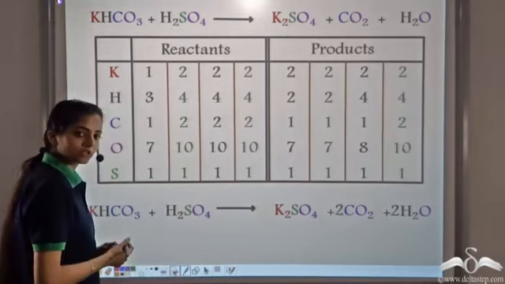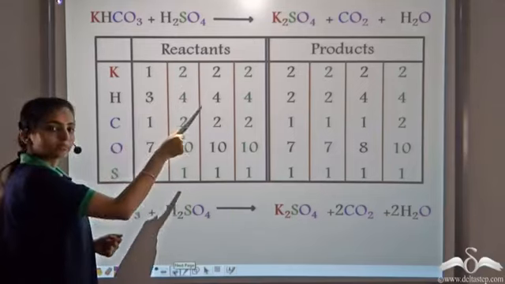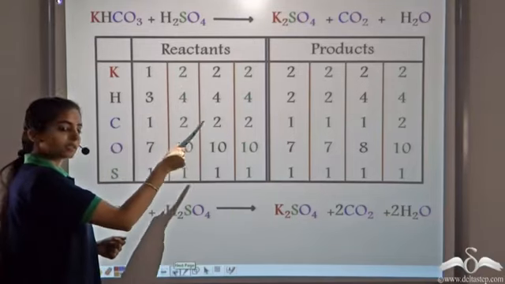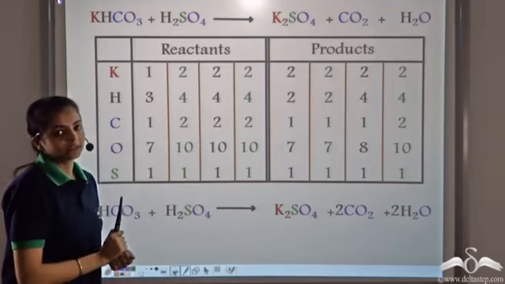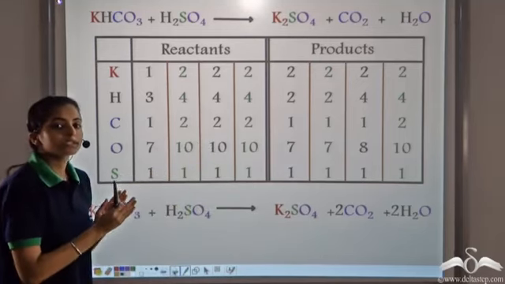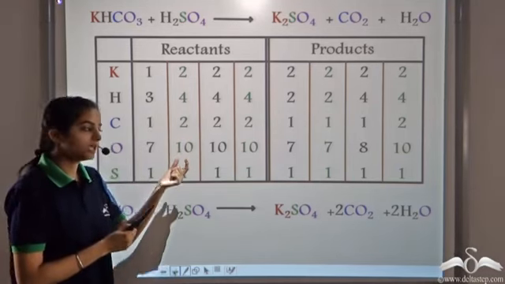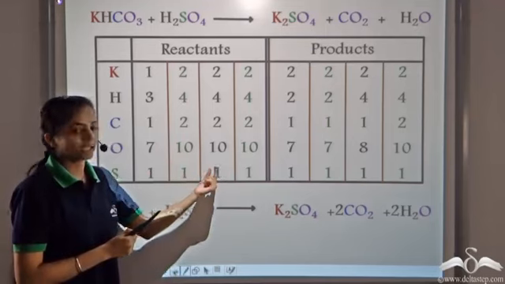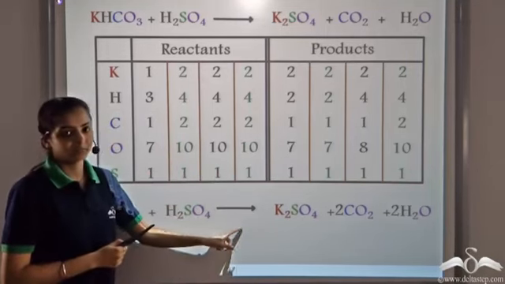Now let's look at our equation. Potassium atoms are balanced, hydrogen atoms are balanced, carbon atoms balanced, oxygen balanced, and sulfur balanced. So from the names given, we formed the chemical equation, writing the chemical formulae, and hence by using these techniques, that is by using the hit and try method, we balanced our given chemical equation.